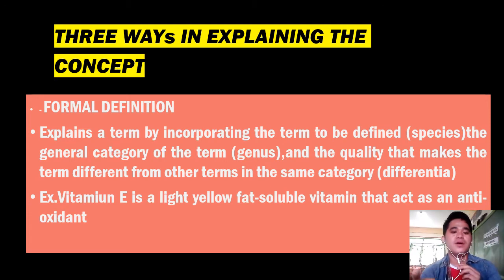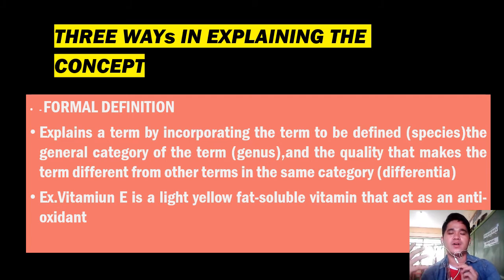Okay, we have the example. Vitamin E is a light yellow fat soluble vitamin that acts as an antioxidant. Remember that vitamin E here is our species, or the term that we are defining. And then the genus, or the general category, is that vitamin E is a light yellow fat soluble vitamin. And then what makes it different from the other vitamins, perhaps, or from the other categories? It acts as an antioxidant. So that is how a formal definition looks like.